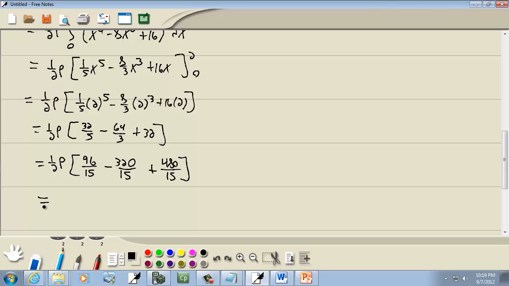Which gives us, let's see, 96 minus 320 plus 480, enter, divided by 15, times 1/2, math, enter, I'm cheating here. That gives us m sub x is equal to 128/15 rho.